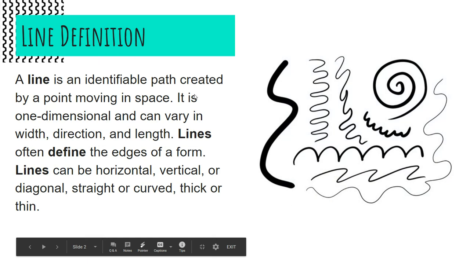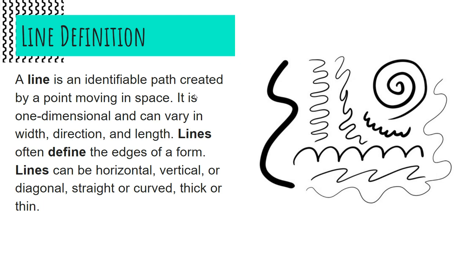All right, so by definition, a line is an identifiable path created by a point moving in space. So if you take a pencil point, place it on the paper, drag it across, you've made a line. Whether that's a curvy, squiggly, zigzaggy line, you've made a line.